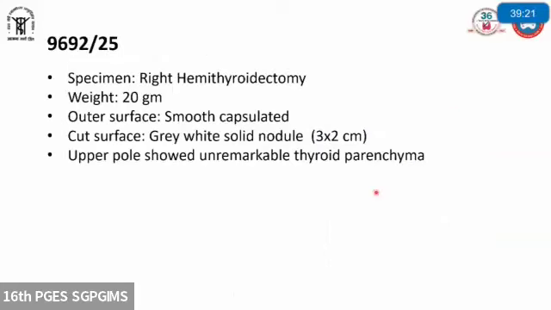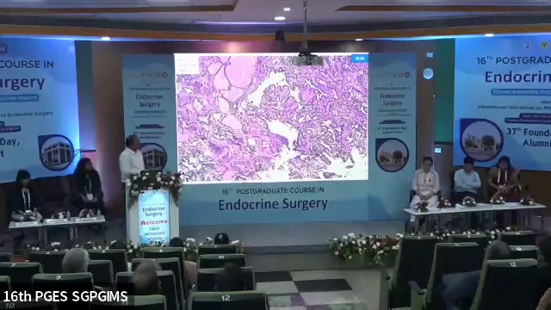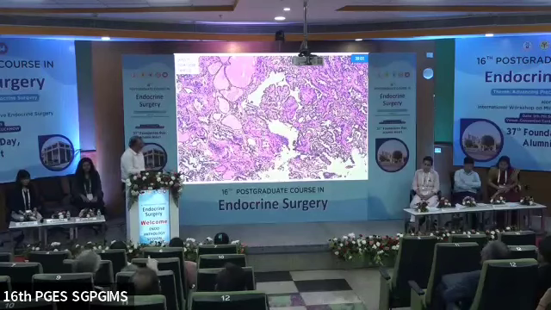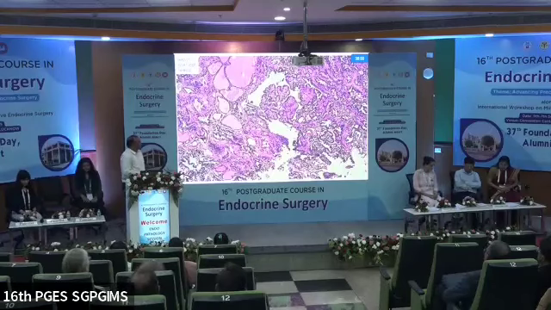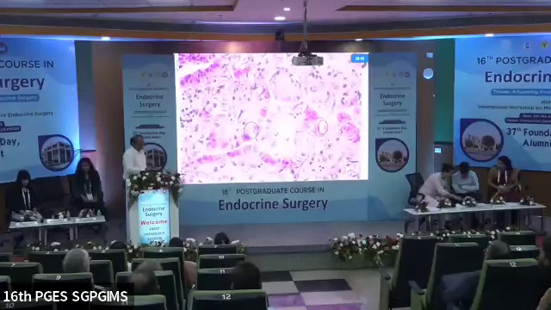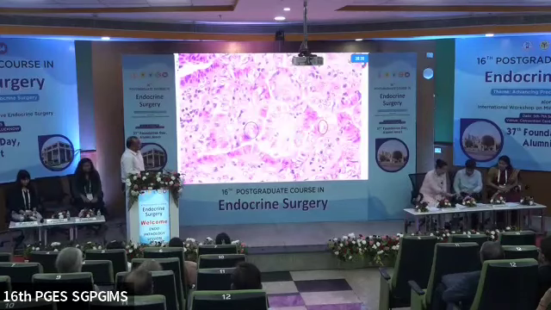For the same case, we received a right hemithyroidectomy specimen, the cut surface of which showed a grayish-white solid nodule. This is the photomicrograph of the hematoxylin and eosin stained section, displaying numerous tumor cells disposed in the form of papillae, and these papillae have a fibrovascular core along with a scant amount of colloid inside the thyroid follicles. This is a further higher view of the same, displaying the nuclear clearing among the tumor cells and nuclear grooving inside the tumor cells.